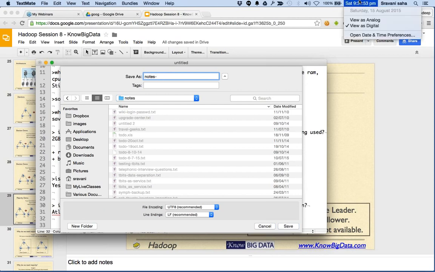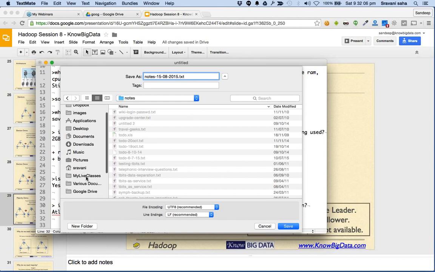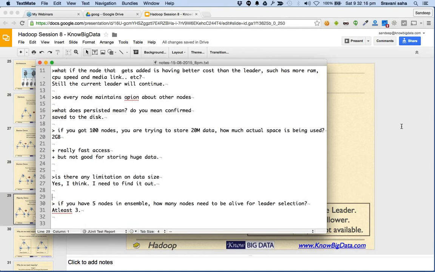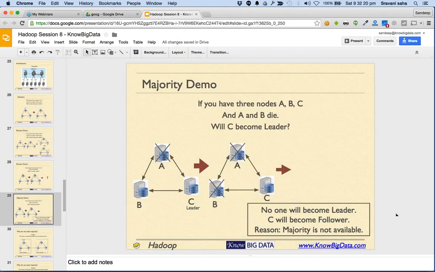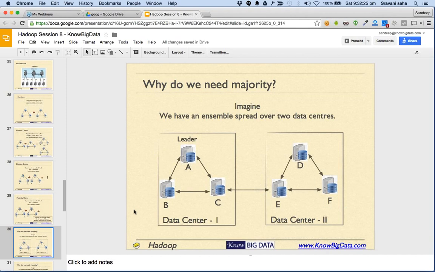nodes from 15th August 2015. Is everybody okay with this? Yeah. All right. So yes.